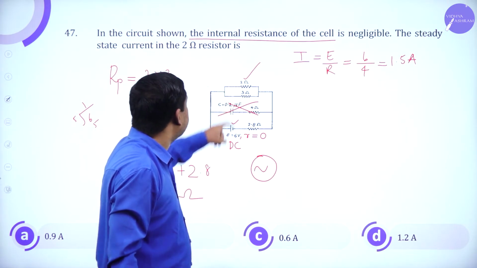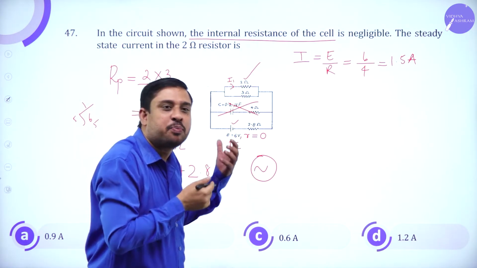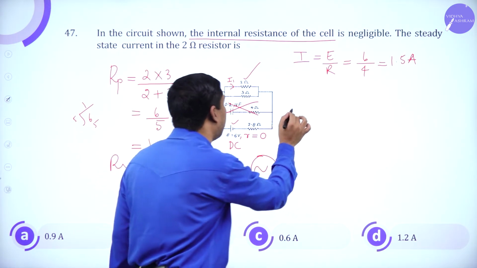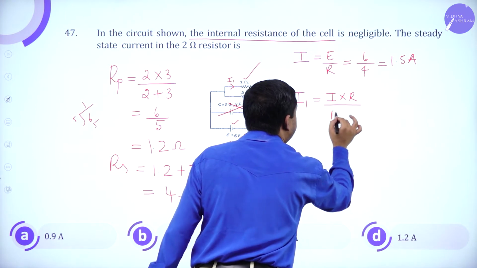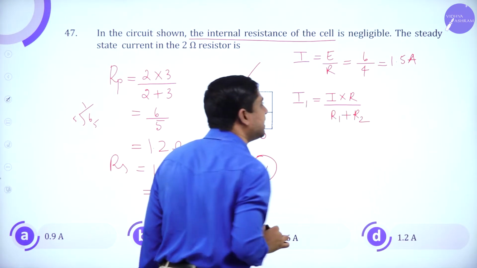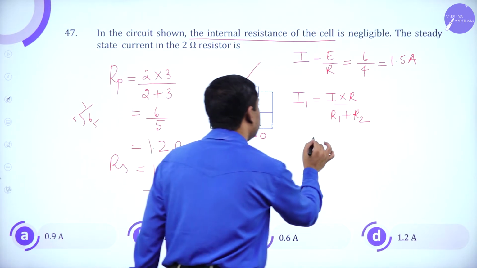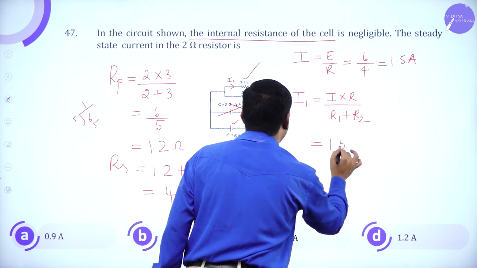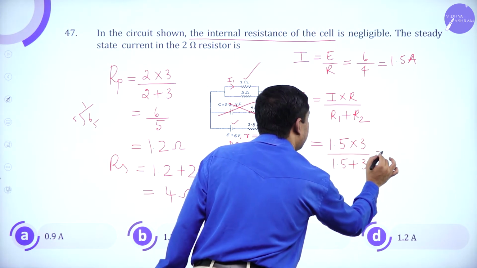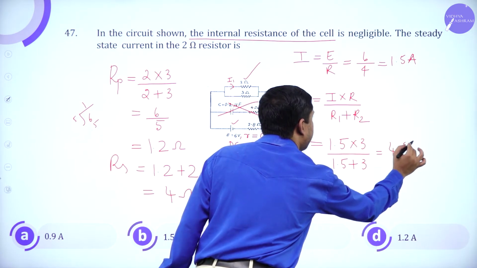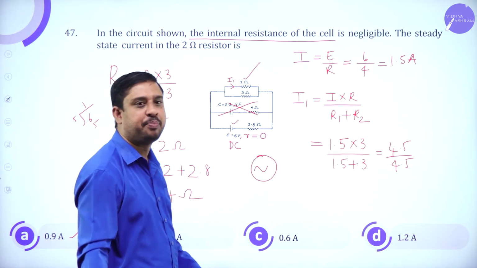But what is asked? Current through the 2 ohm resistor. I call that I1. Use the previous branch current formula. So this is main current into resistance of other branch divided by sum of resistances. 101 times I have used this notion on the branch current. So this is main current 1.5 into 3 divided by 1.5 plus 3, which has to be 0.9 ampere.